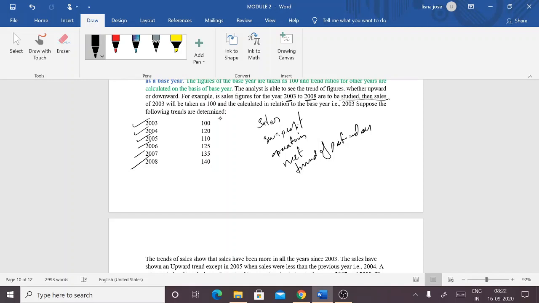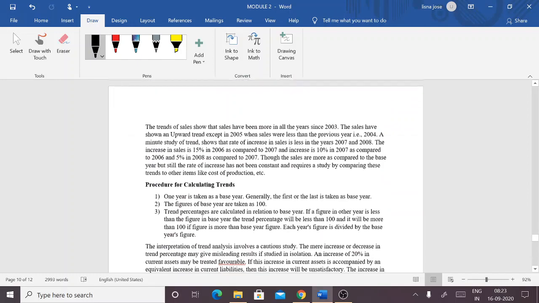So the first step is we need to take one year as the base year. Normally we will take the first year as the base year. For example, if you are calculating the trend from 2010 to 2015, then the 2010 figure will be taken as the base year. The other years' items will be compared with the base year item. This is how we will calculate the trend.